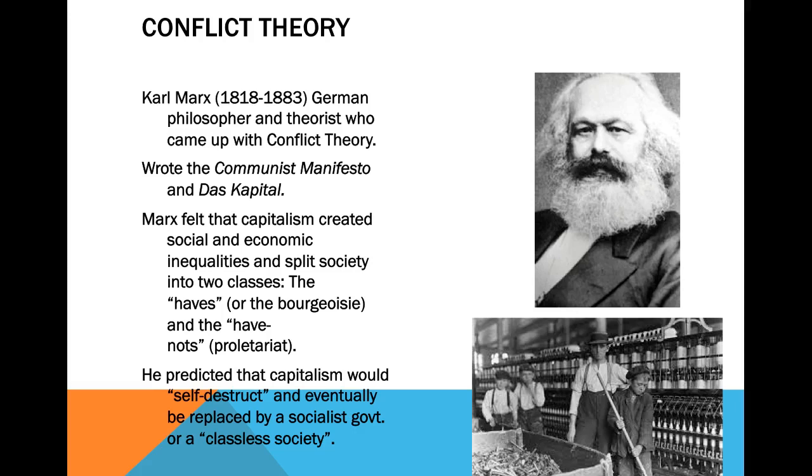So one thing that Marx did was criticize capitalism. He felt that capitalism created these social and economic inequalities that split society into two classes, which he labeled as the bourgeoisie and the proletariat. They're more commonly known as the haves and have-nots. In your textbook, I think they use that sort of terminology. But just so you know, whenever you hear somebody say bourgeoisie, proletariat, they're probably referring to Marx's criticism of capitalism.